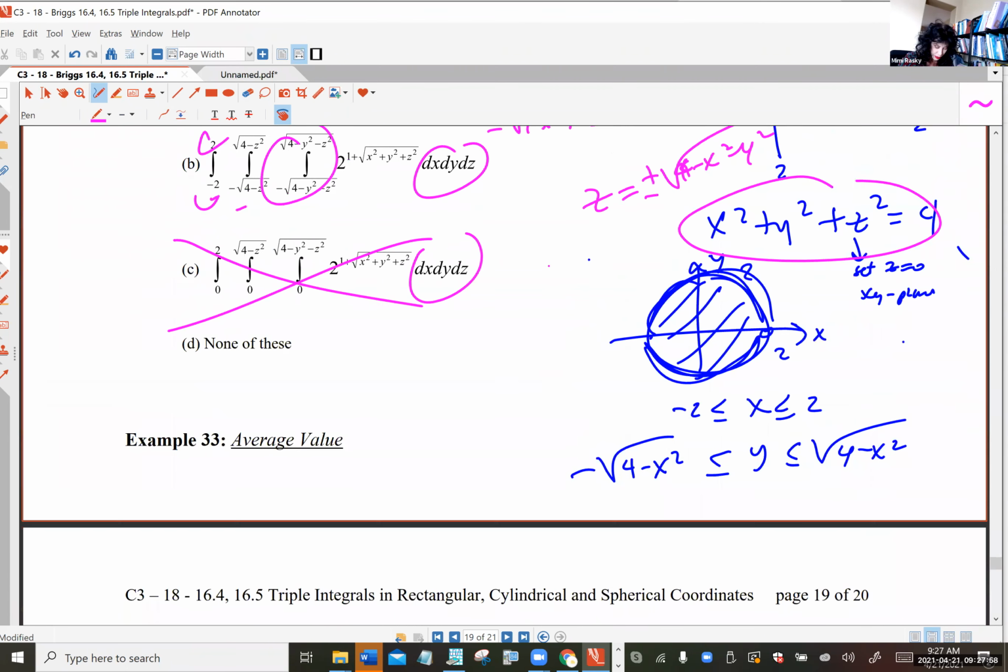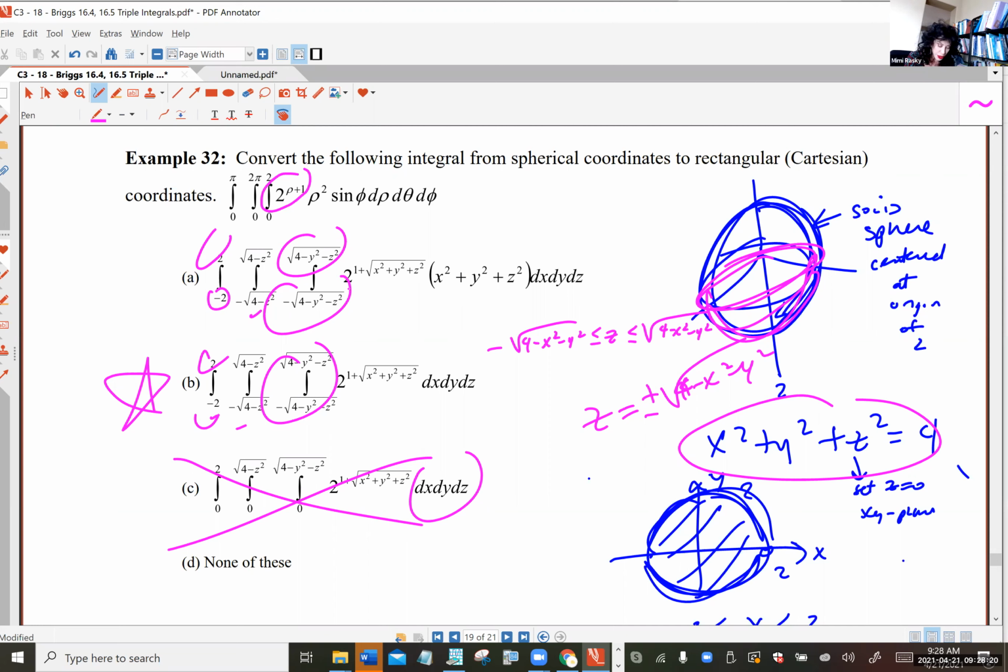So what's wrong with A? B is correct. That is the correct choice. Why is A wrong? When they convert the 2 to the rho plus 1, both of them are doing that correctly, 2 to the 1 plus square root of x squared plus y squared plus z squared. But this rho squared sine phi d rho d theta d phi is the volume element, and that converts directly to dx dy dz.